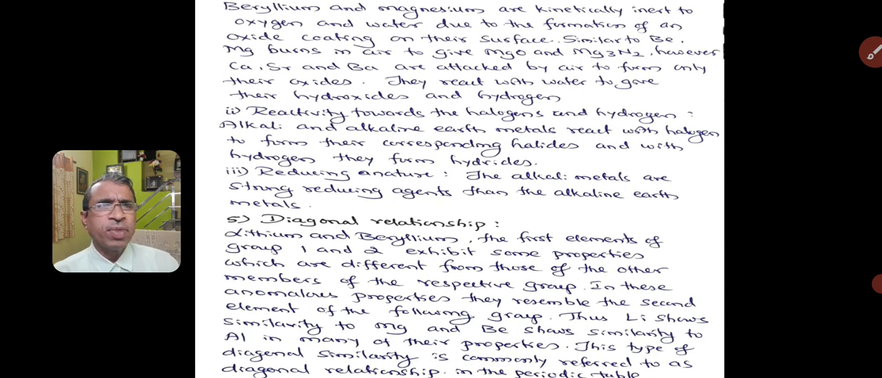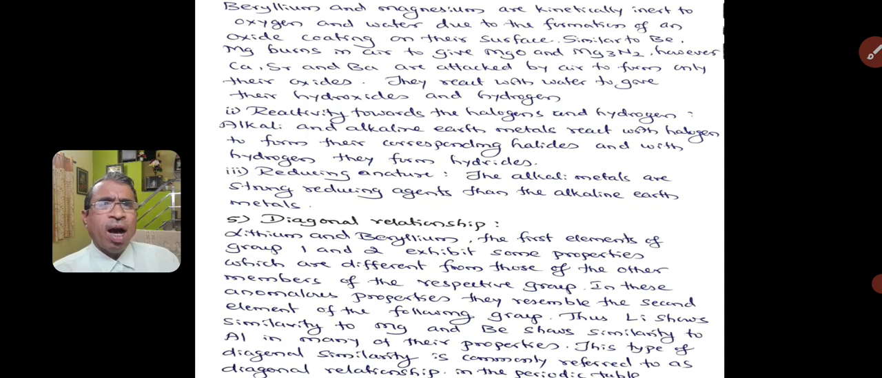Reducing nature. The alkali metals are stronger reducing agents than the alkaline earth metals because they undergo oxidation readily. Oxidation means removal of electrons.